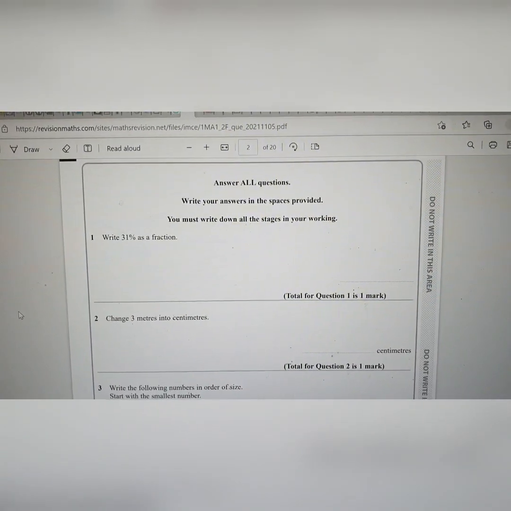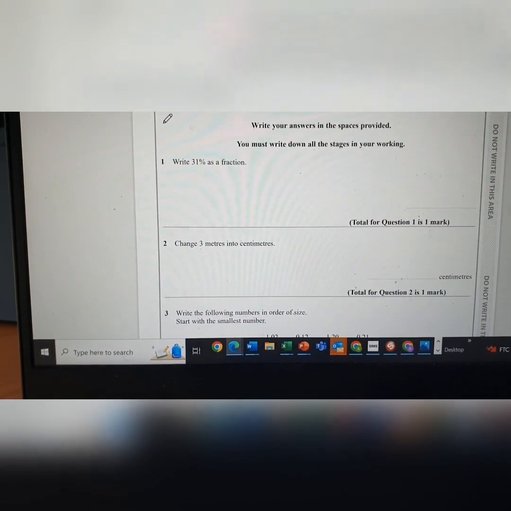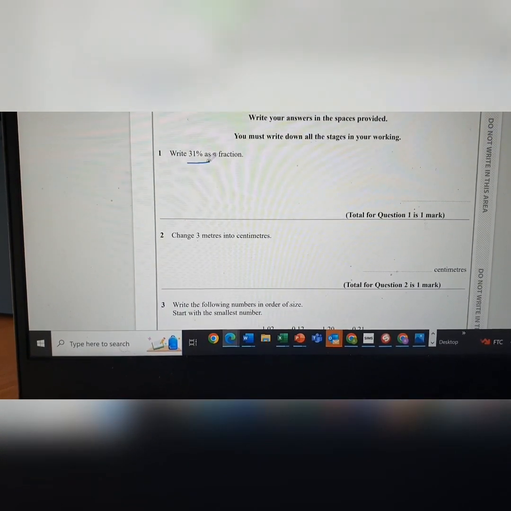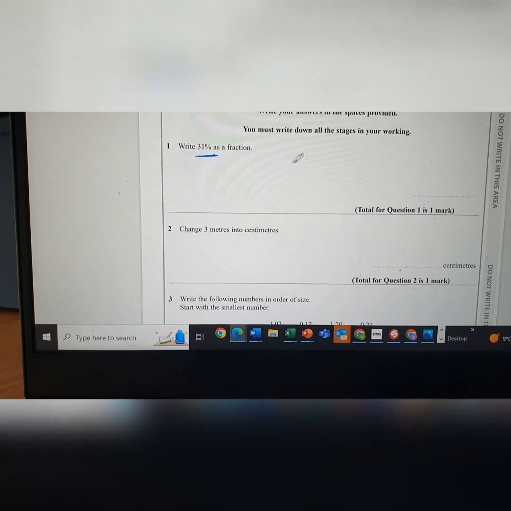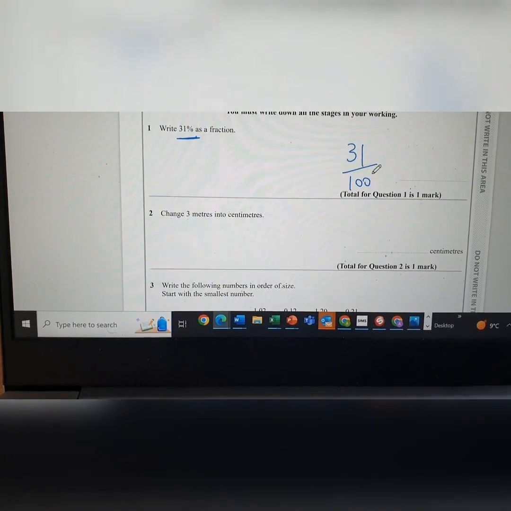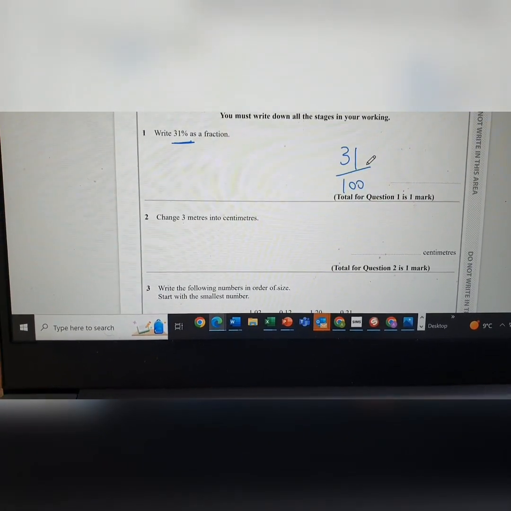So the first question, write 31% as a fraction. 31% means out of 100. So it's 31 over 100. You would normally be expected to cancel down. However, 31 is a prime number, so you cannot cancel it down.